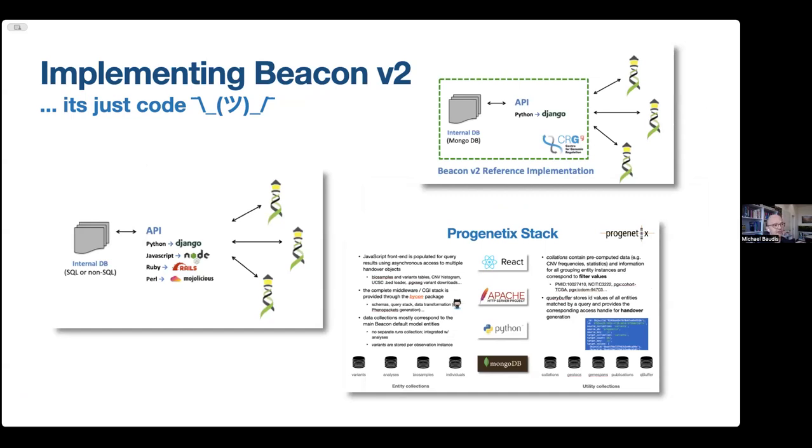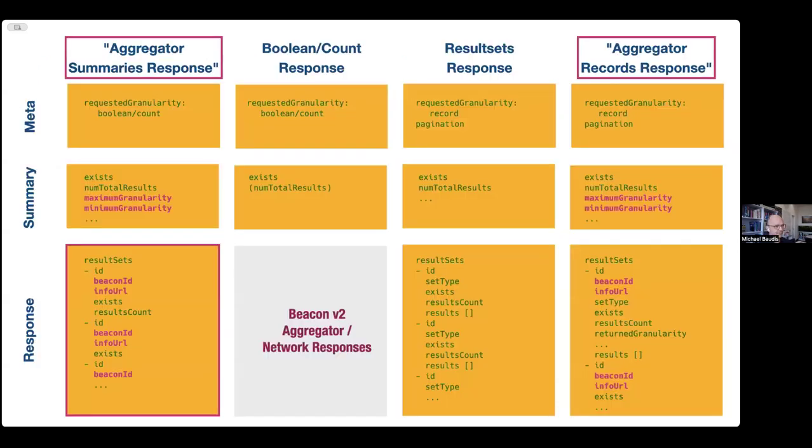Yes, there are different ways. I mean, it's just code, right? And there are schemas and descriptions and so on. You can just do standard web stacks, databases, API, and so on. There is a reference implementation provided by the Barcelona people, and we have our own stack and Beacon implementation, which has a bit more functionality compared to that.